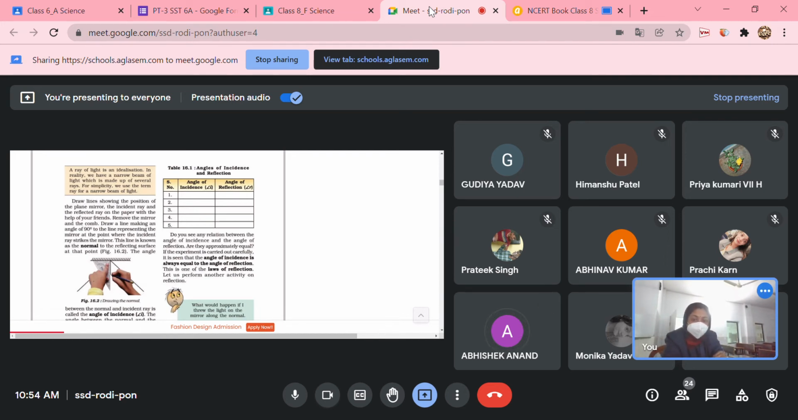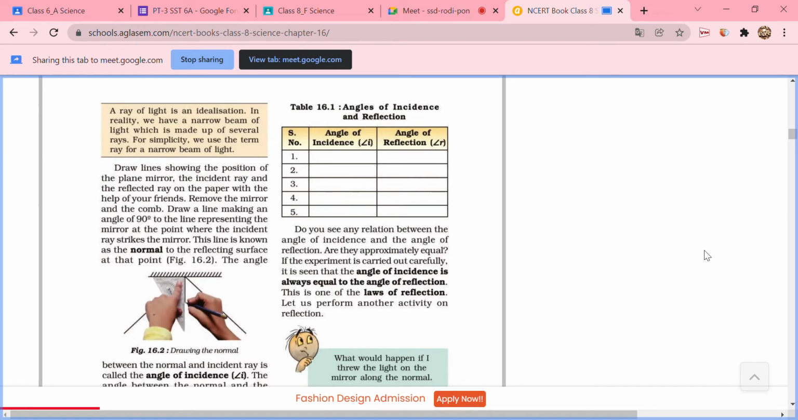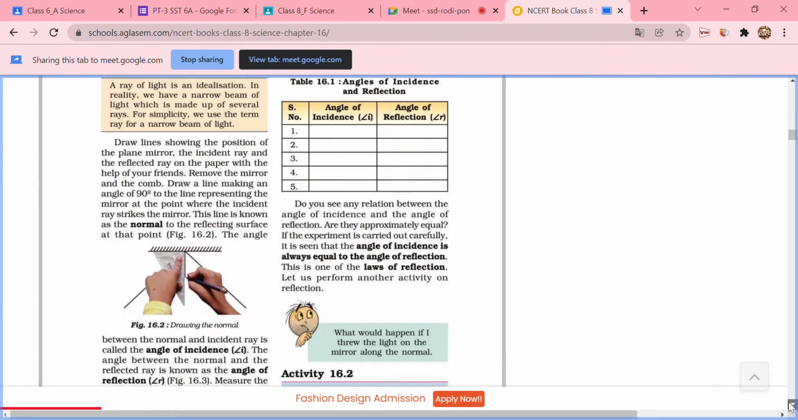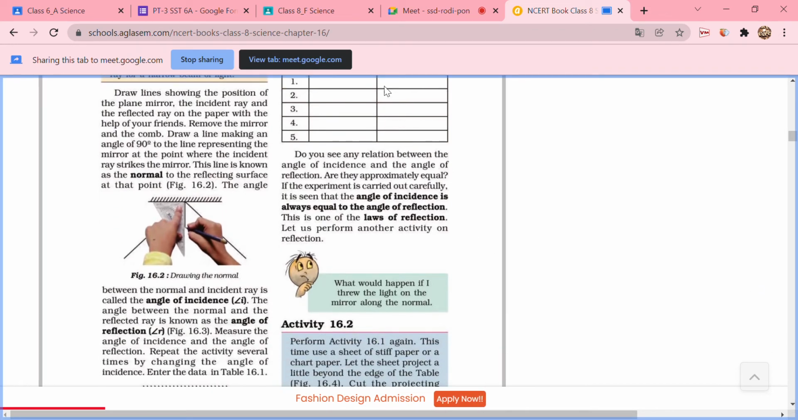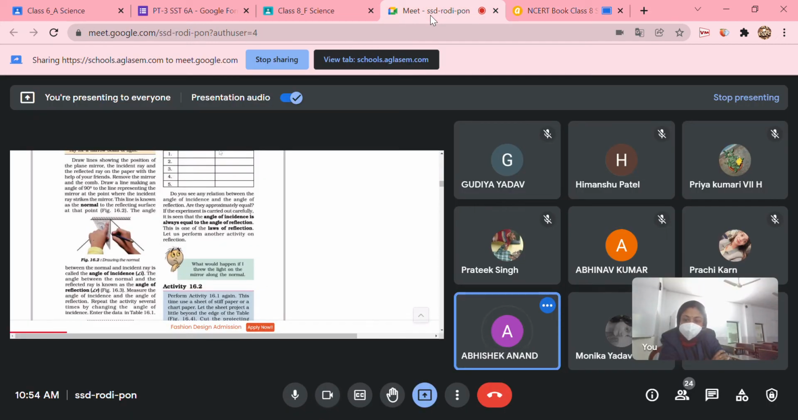Now continue. "Draw lines showing the position of the plane mirror, the incident ray and the reflected ray on the paper with the help of your friend. Remove the mirror and the comb. Draw a line making an angle of 90 degrees to the line representing the mirror at the point where the incident ray strikes the mirror. The line is known as the normal to the reflecting surface at that point."